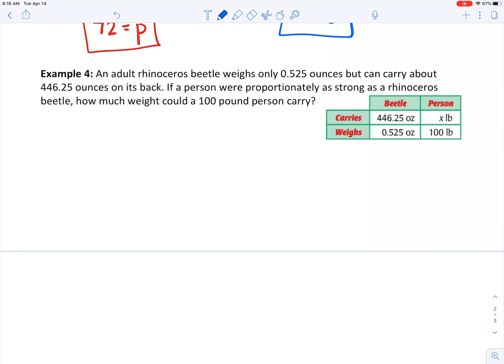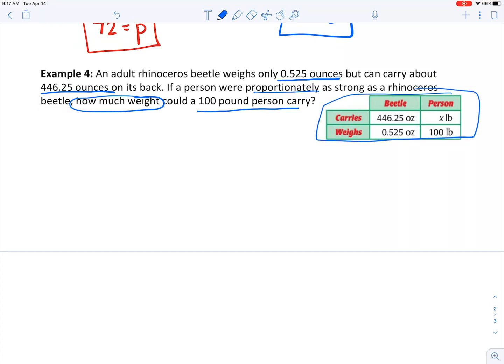Okay, the last example for today is example 4. It says an adult rhinoceros beetle weighs only 0.525 ounces, but can carry about 446.25 ounces on its back. If a person were proportionately as strong as a rhinoceros beetle, how much weight could a 100-pound person carry?